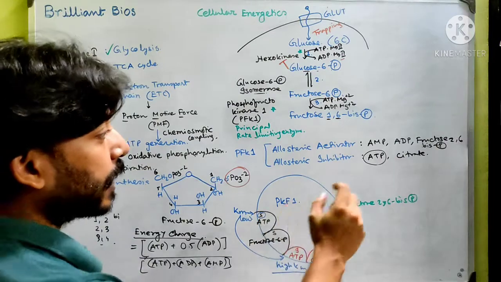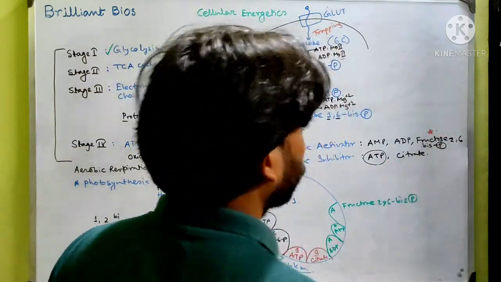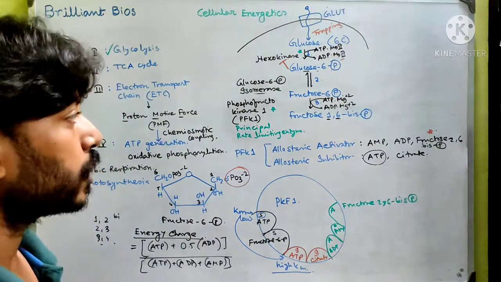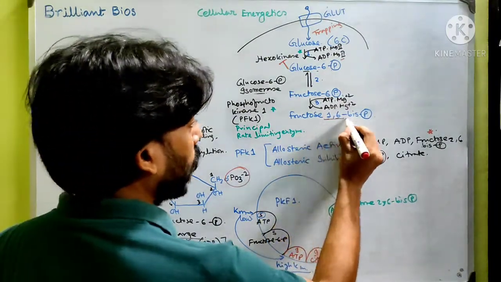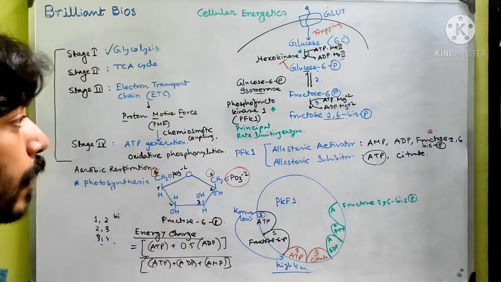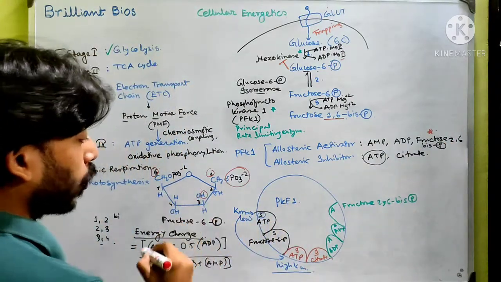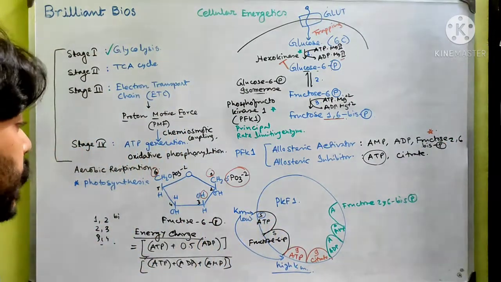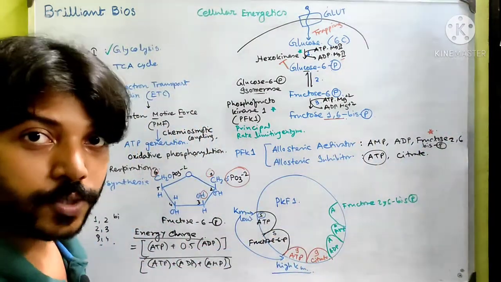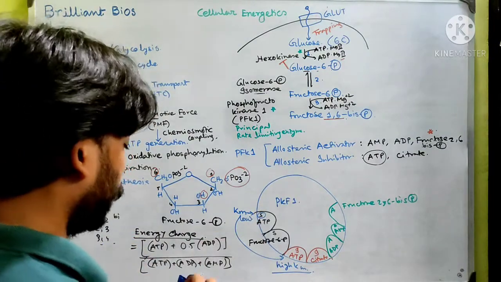Now another very important point you have to remember is fructose 2,6 bisphosphate. You can see this is fructose 1,6 bisphosphate, where the first carbon and the 6th carbon are phosphorylated. Now in another way, the second carbon's hydroxyl can be phosphorylated along with the 6th. So this is called fructose 2,6 bisphosphate. How it is produced and how it activates this PFK1, I will show you here.